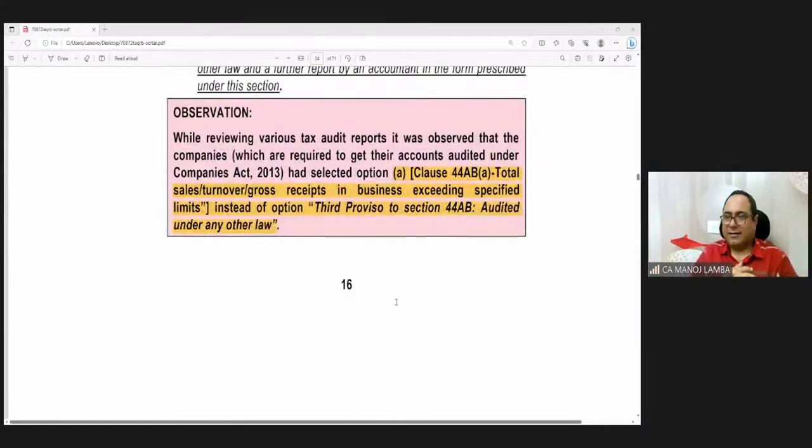Now, what does the Taxation Audit Quality Review Board think about that particular clause? While reviewing the tax audit reports, it was observed that companies which are required to get their accounts audited under the Companies Act 2013 had selected the option clause 44AB sub clause A, total sales, turnover or gross receipt in business exceeding the specified limit, instead of the option third proviso to section 44AB, audit required under other law. So that means in the case of a corporate assessee, you have to select only the third proviso to section 44AB. Moving further, friends.